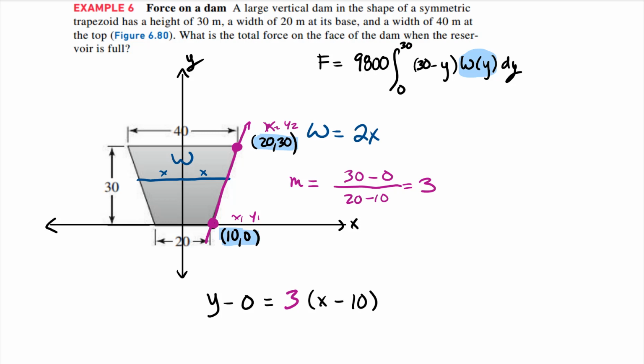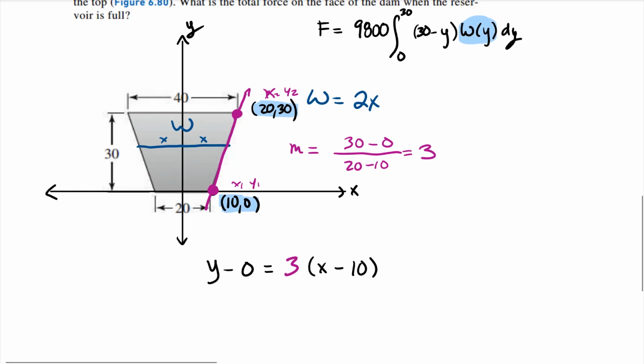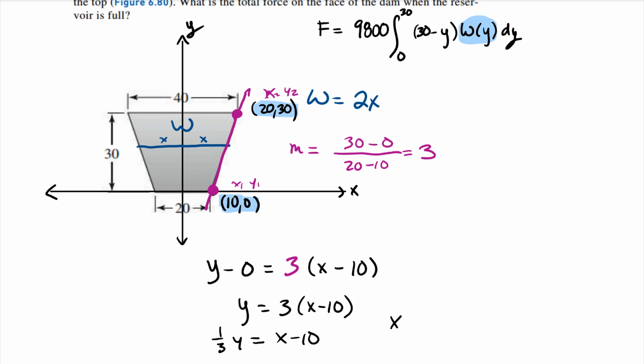Well, we're getting closer. We're going to be able to solve for x in terms of y. So we have that y is equal to 3 times x minus 10. Let's divide by 3. We get 1/3 of y is equal to x minus 10. Add over the 10 and we get, oh, there it is: x is equal to 1/3 y plus 10.